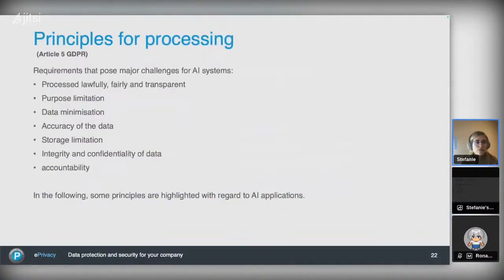Then under GDPR, we have a few data processing principles that we need to follow. We need to process lawfully, fairly, and transparently. We need to have a purpose limitation. We can only use a minimum of data that we need to fulfill our purpose. The data needs to be accurate. It needs to have a storage limitation, so we cannot store it forever. We need to make sure of the integrity and confidentiality of the data, and we need to document the fulfillment of the GDPR requirements.